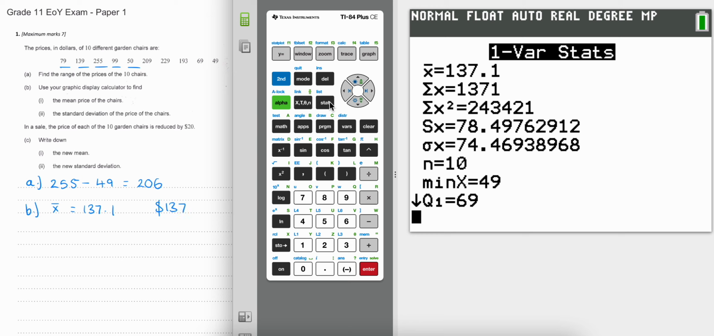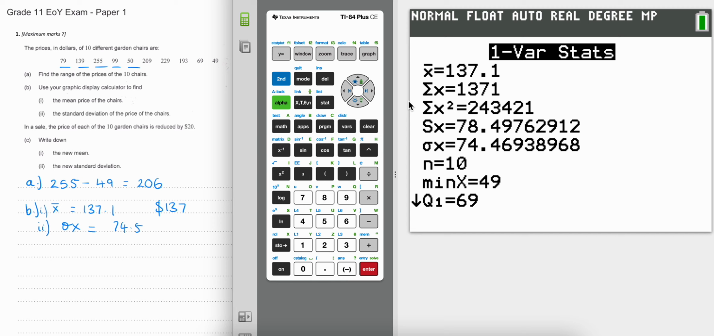And then for the second part of the question, it asks us to find the standard deviation. So the standard deviation is this one here. It's shown with the sigma x, and that is equal to 74.5 to three significant figures.